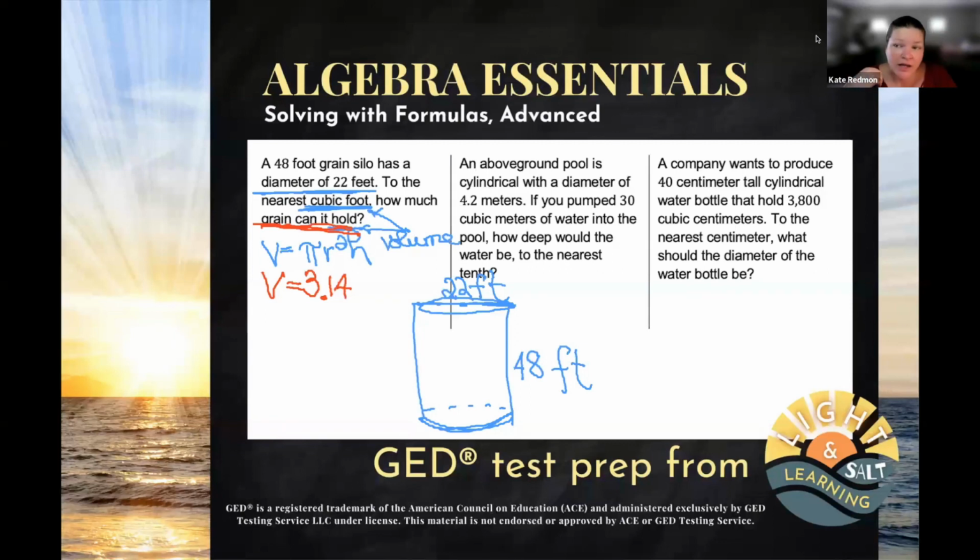The r in the formulas that involve circles stands for radius, and students just autopilot and put in that 22 and square it. So this is a GED favorite or GED test favorite trick. They're going to give you not what you need.